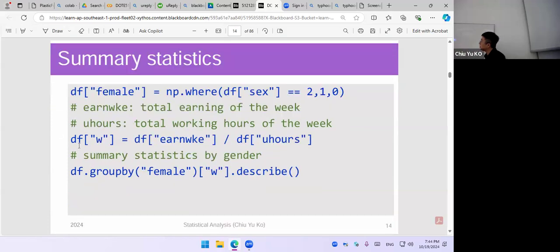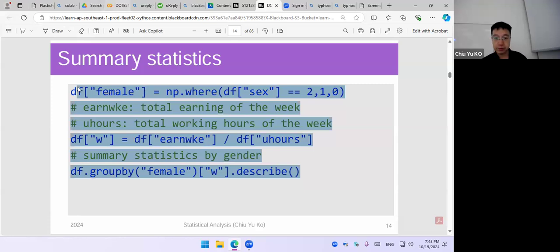The second one, as I said, is you don't want to look at the total wage per week by itself, but you want to normalize it by how many hours a person works, right? Because men usually work longer than women. It's called W. It's done. And you want to look at the summary statistics. What we do is group by male or female. You look at the wages and describe the means to give the summary statistics. That's how you get all this. So let's copy and run.